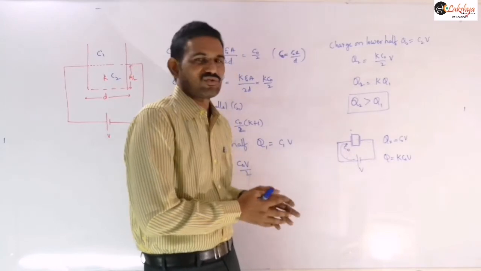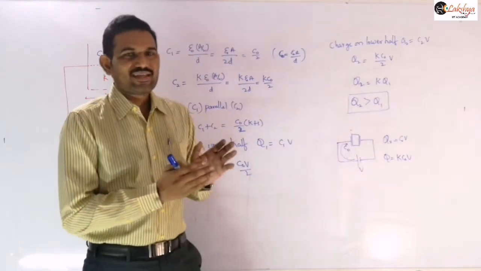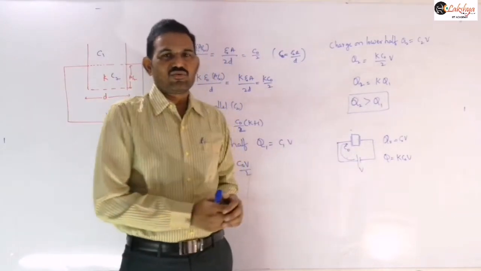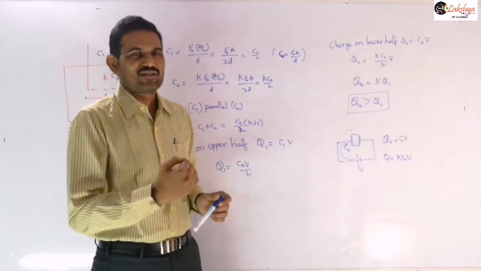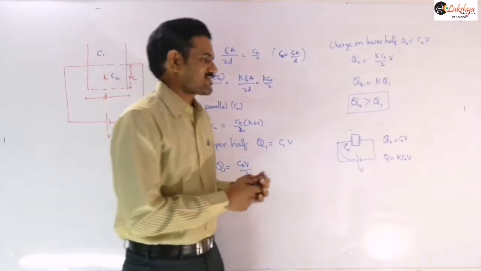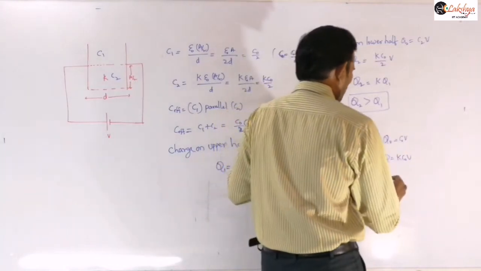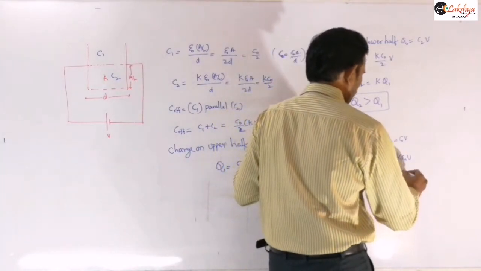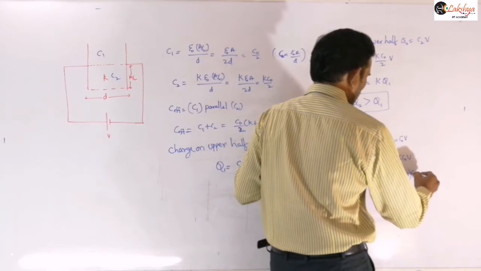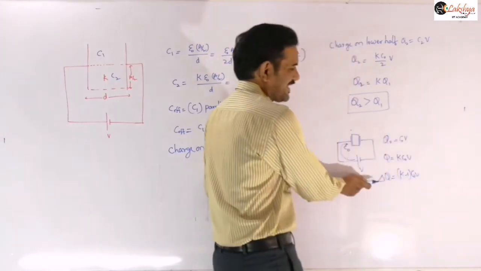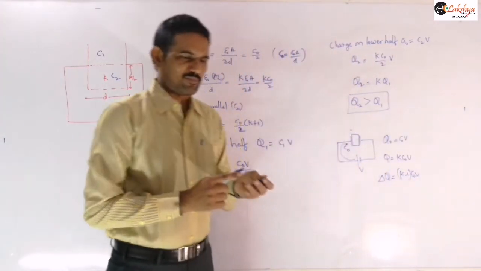In such types of questions, they will ask you to find the additional charge transferred from the cell to the capacitor, or the additional charge sent by the cell here. That is nothing but the difference you need to calculate here. So K minus 1 into C naught into V you will get. Now this additional charge is supplied by the cell to this capacitor, right?